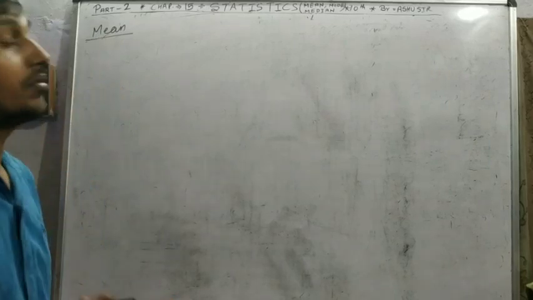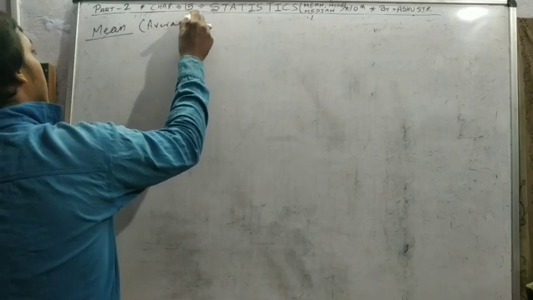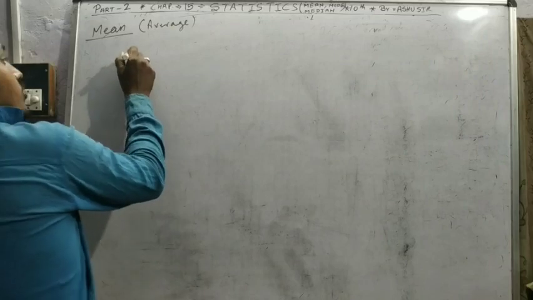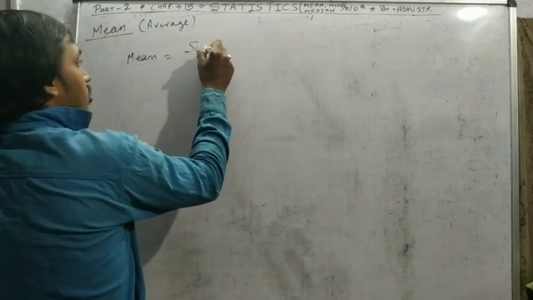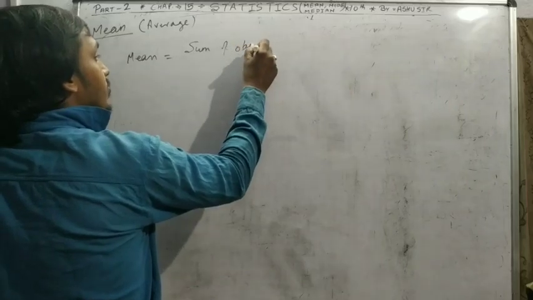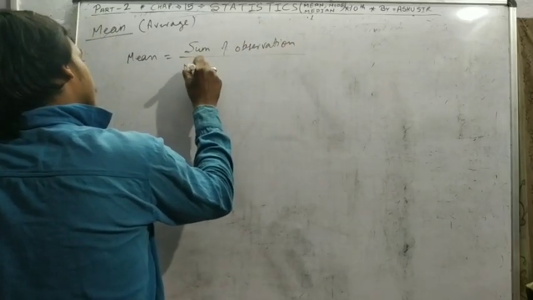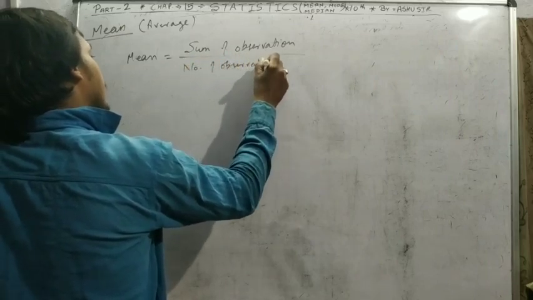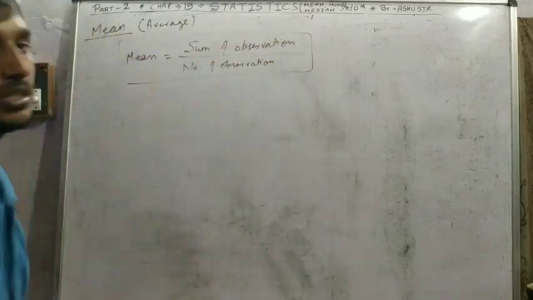So what is the mean? Mean is the average. The basic formula of the mean, which you studied in class 9, is sum of observations upon number of observations. This is the basic formula to find the mean.